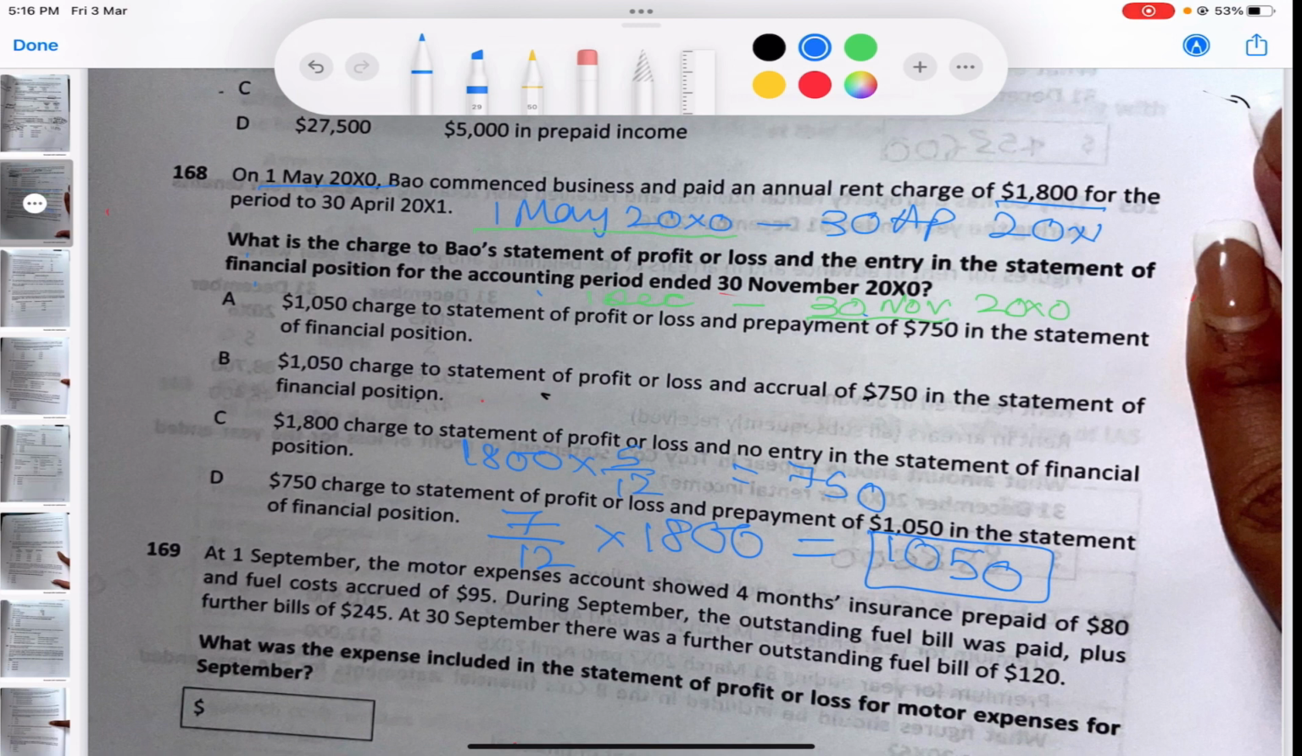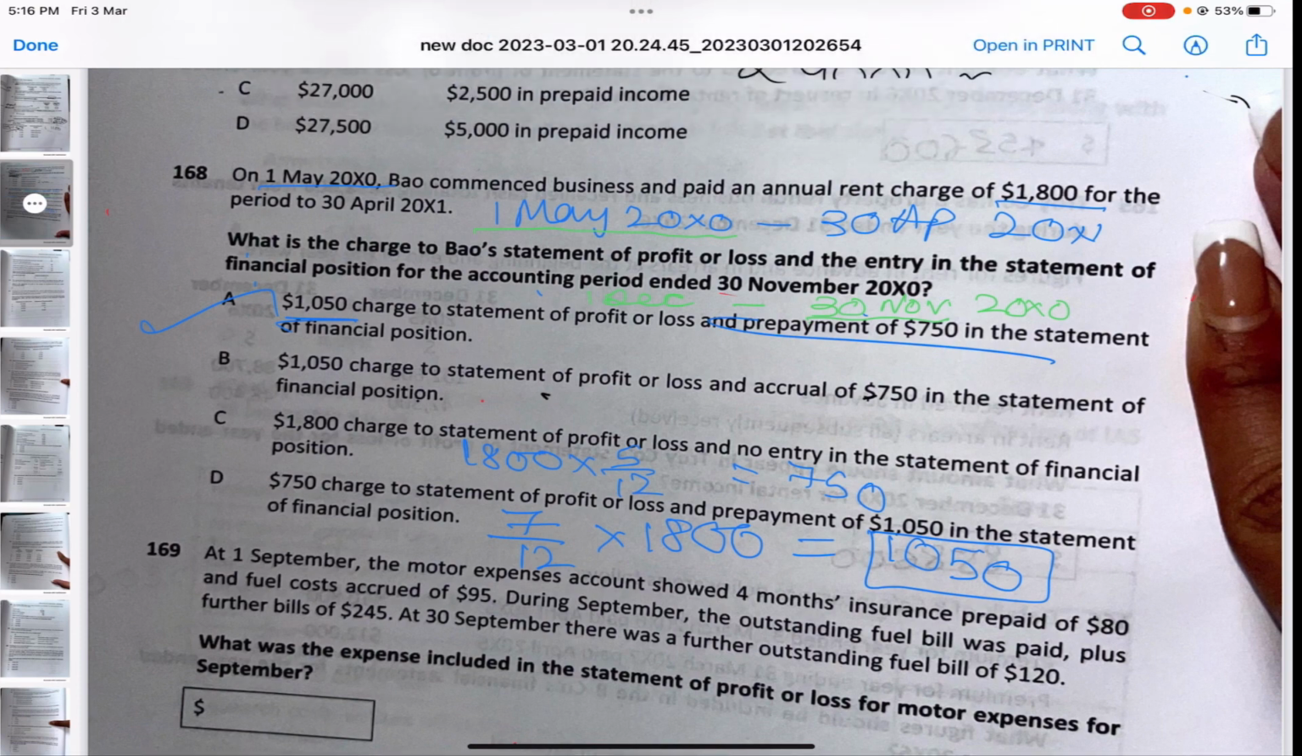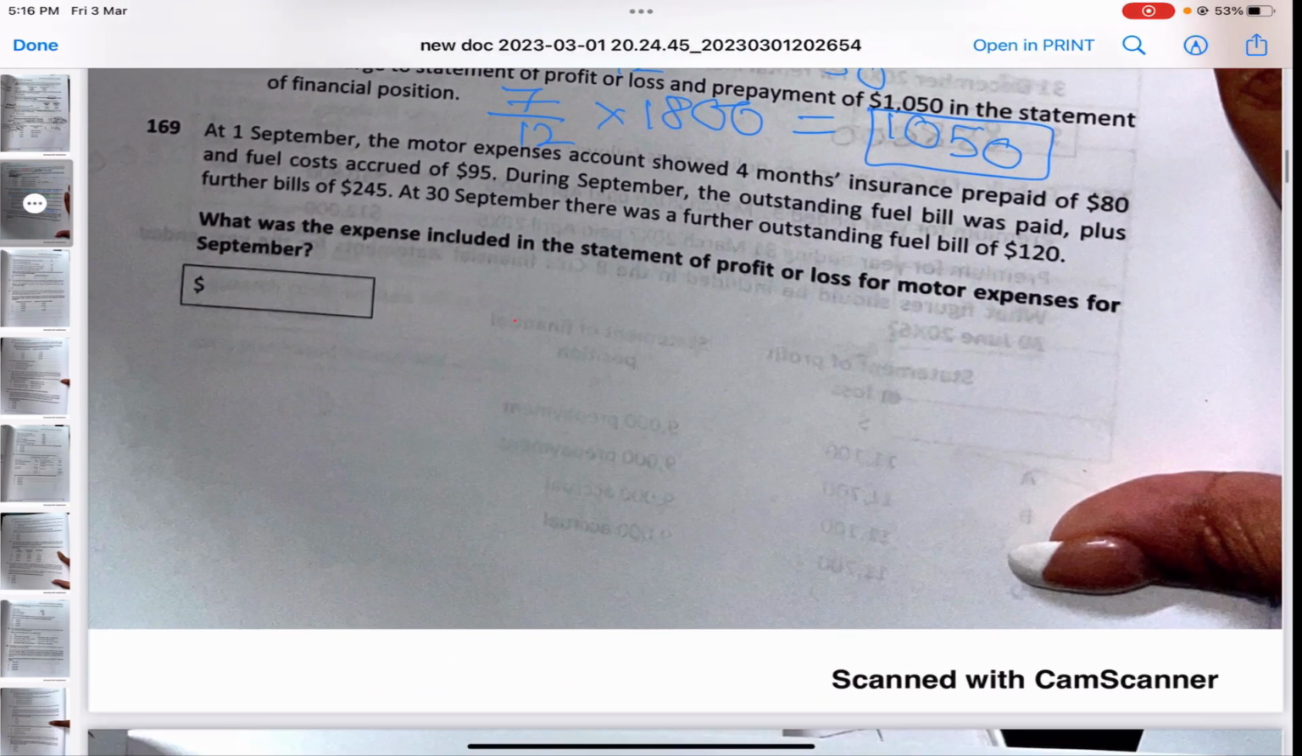So 1050. Come up with the answer, choose the answer. We just discussed the whole thing. So our answer is going to be A. 1050 is in the P&L and 750 is in my statement of financial position.